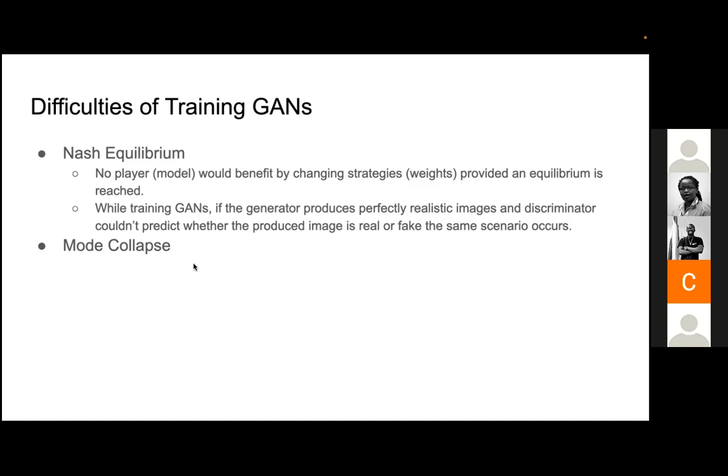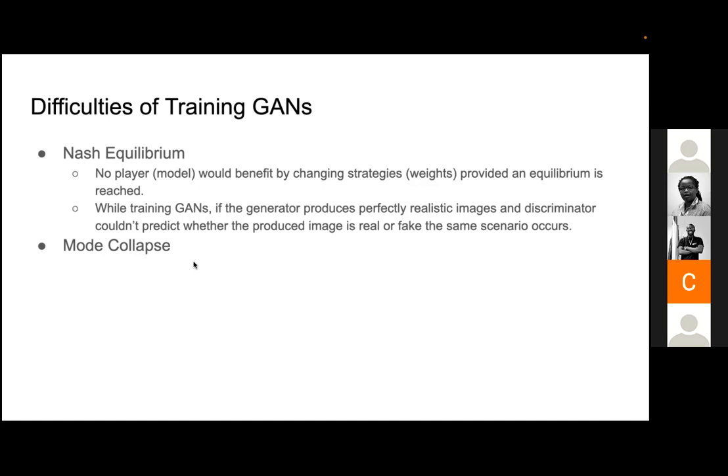Imagine that in MNIST we are trying to produce numbers, but the generator produces an image which is not a number, and because the discriminator is not able to identify it as fake, it doesn't move. Every time, because the discriminator was not able to find this particular point in the whole latent space, the generator comes and hides at the same place. So even when you are training for a lot of epochs, once mode collapse has been reached, the training actually stops. Those are the main two difficulties in training GANs.